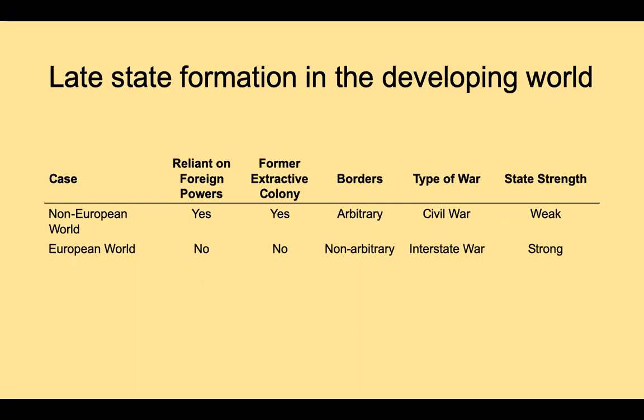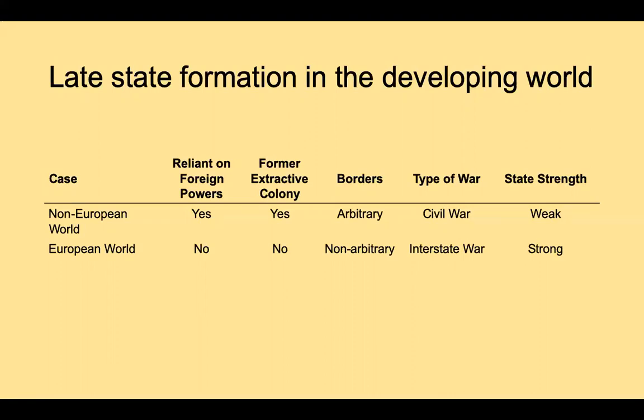Are those borders drawn arbitrarily by colonizers seeking to maximize gain, or are those borders drawn non-arbitrarily? That's another difference between the non-European world and the European world. The type of war, at last, is a key difference. Civil war predominated in the non-European world. Interstate war predominated in the European world. And these different variables all correspond to different hypotheses and perspectives on state strength and state formation across the European and the non-European worlds.